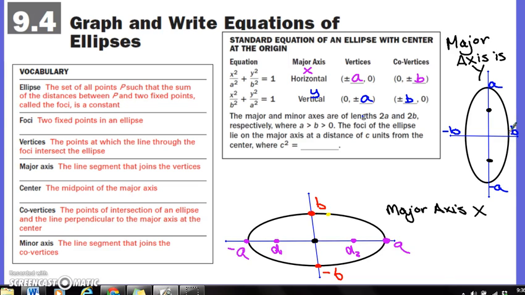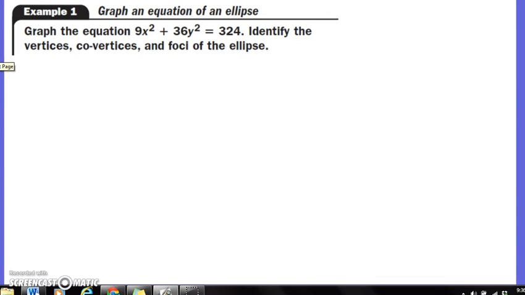And then if you look down here, it says the foci of the ellipse lie on the major axis at a distance of c units from the center, where c squared equals a squared minus b squared, and that's pretty much using part of the Pythagorean theorem, making a triangle. Again, we will get into it more, but make sure you have all the drawings to go with this. Pause when necessary.